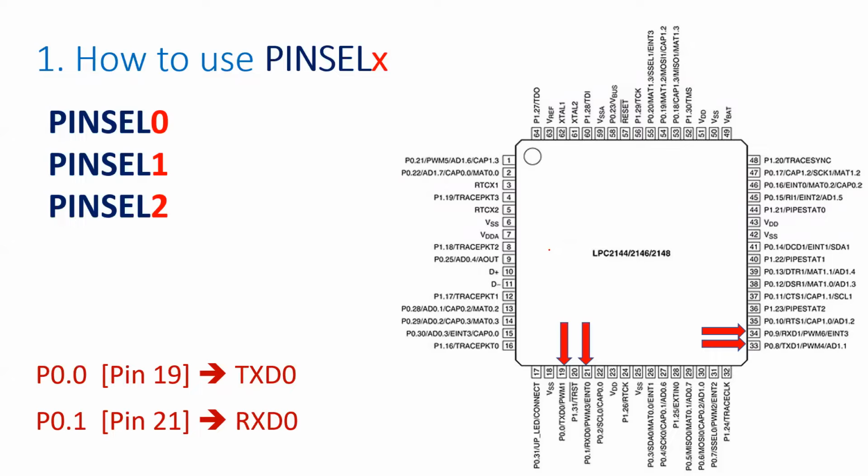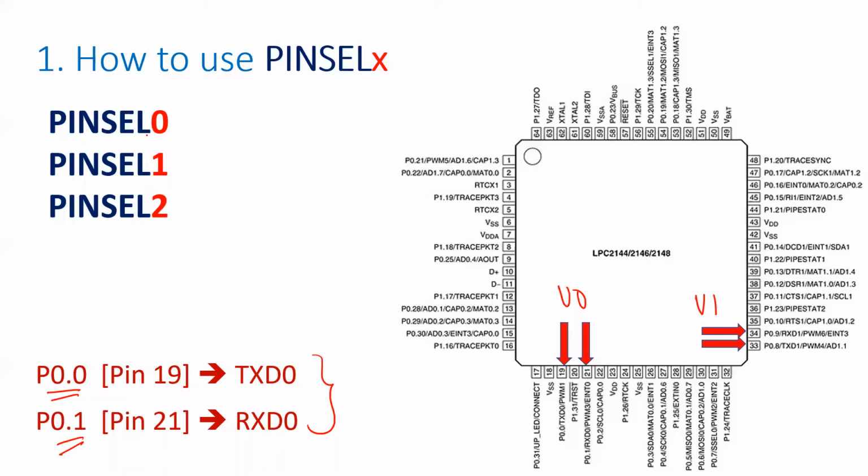So first and foremost, in order to use UART, it is necessary that you have to define the functionality of the pins which are concerned with UART communication. I told you already, pin number 19 and 21 are concerned with UART 0, and pin number 33 and 34, port 0.8 and 9, are concerned with UART 1. Both are identical, so we are not discussing UART 1. Let us focus our attention towards UART 0. Port 0.0 and 0.1 as transmit pin and receive pin respectively.